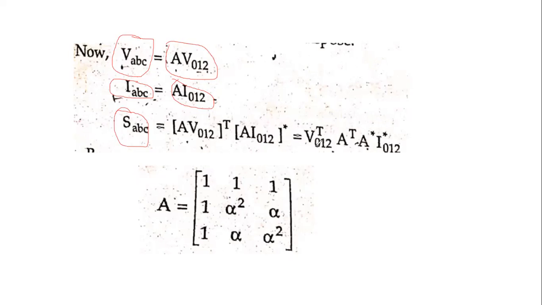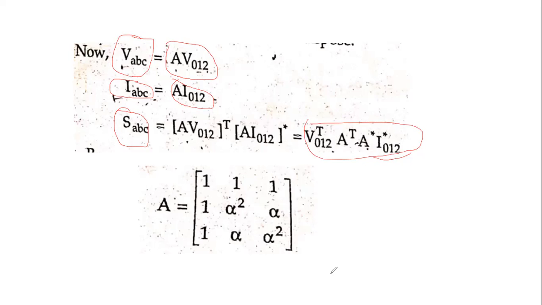Okay, that is equal to V012 transpose A transpose into A conjugate into I012 conjugate. This power can be written in terms of the symmetrical components; this is the formula after converting the power into the symmetrical components.